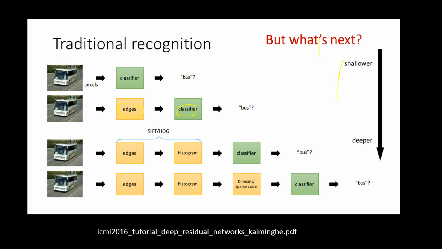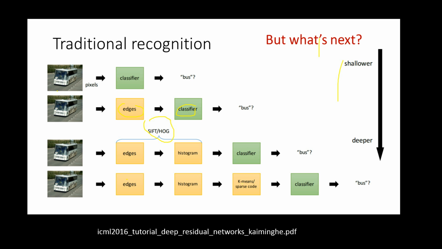Then there were a lot of hand-engineered features, like combining edges, histograms, and techniques like SIFT, HOG, etc. Those give us the features, and then we put a classifier and learn from it. Then again, with a deeper network, we have edges, histograms, sparse codes, and so on, and then the classifier. So we are moving from shallower to deeper in order to get better features. Each additional layer signifies learning of higher-level features.